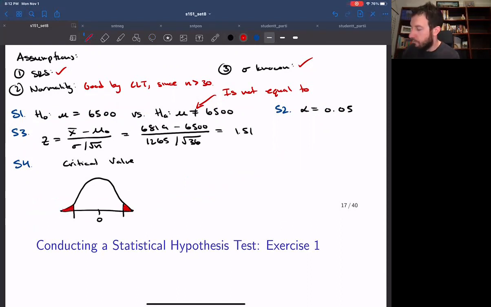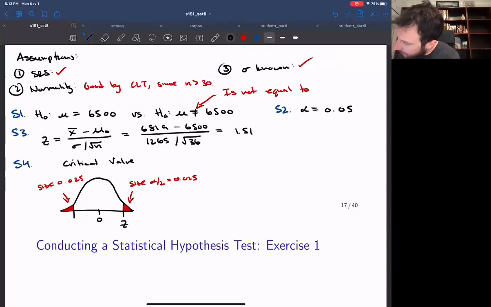Now, the red shaded part here is going to be a size of alpha over 2. So when we run a two-tailed test, the significance level gets split in half. So this is going to be a size of 0.025, and this is going to be size 0.025. When we have a one-sided test, we put all of the area in the upper or lower tail. So we do not divide by 2 in one-sided tests, only in two-sided tests.